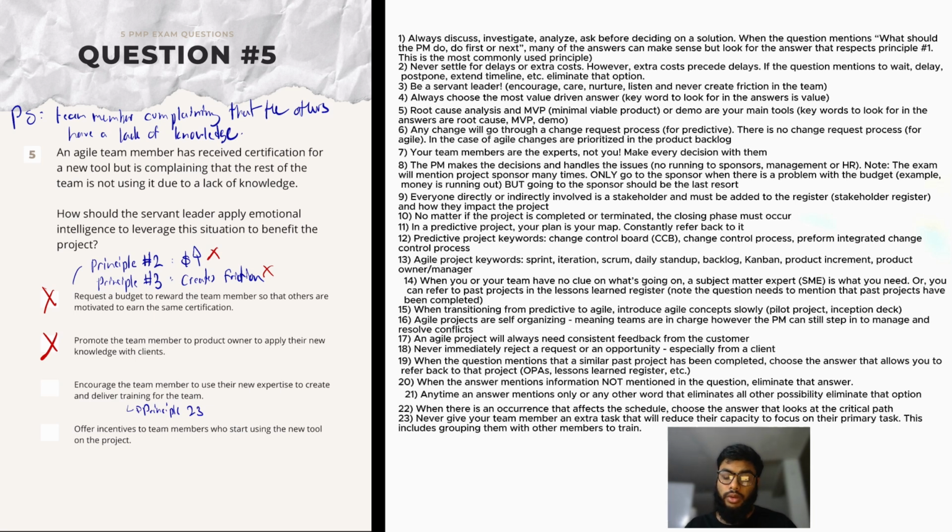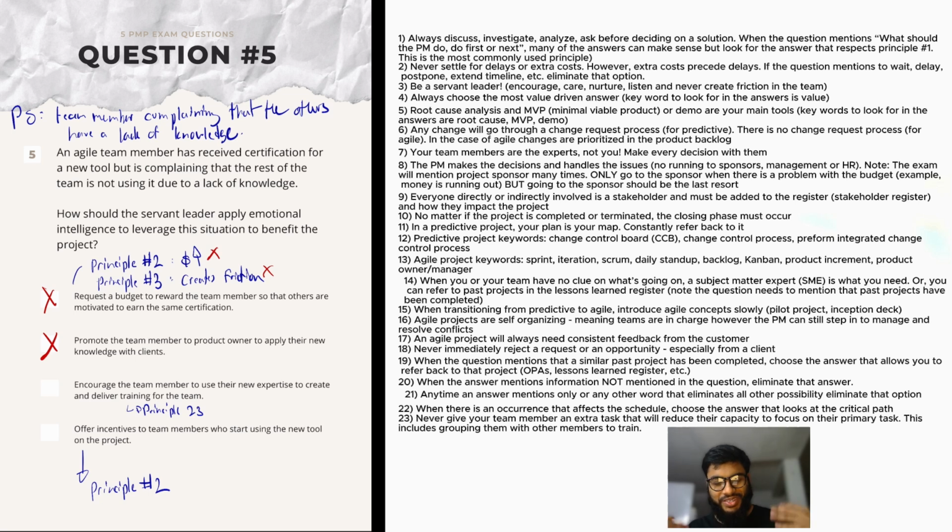I'm not going to eliminate it right away. Let's just see what else is there. Because D might be a better option or it might be not an option at all. Okay? Offer incentives to team members who start using the new tool. Okay, so this is not going to be the answer for sure. Principle number 2. There's no incentives. If you're doing your job, your incentive is your salary. It's not anything extra. So if you need to use a new tool for the project, you better learn it, right?